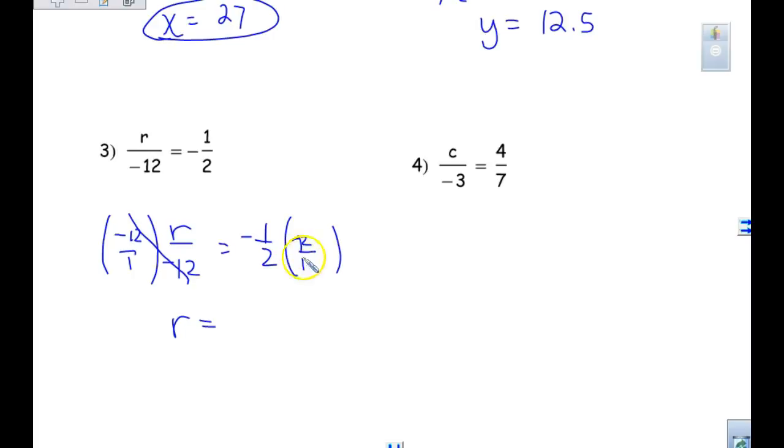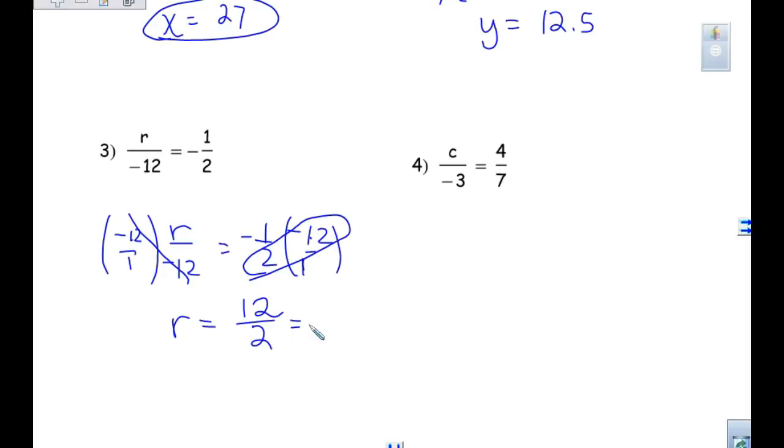Do you want to multiply them first, or do you want to try and simplify? Because you can do it either way. You can simplify this, or you can multiply top times top and then bottom times bottom, either way. What do you want to do? Choices. Multiply. So you're going to have negative times negative. Negative 1 times negative 12 gives us 12 over 2.